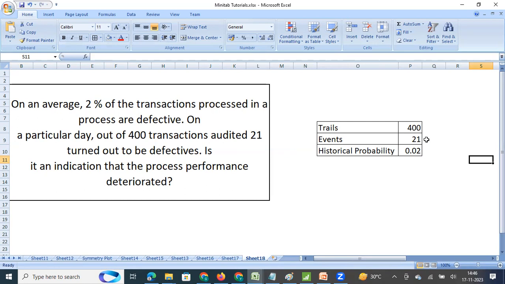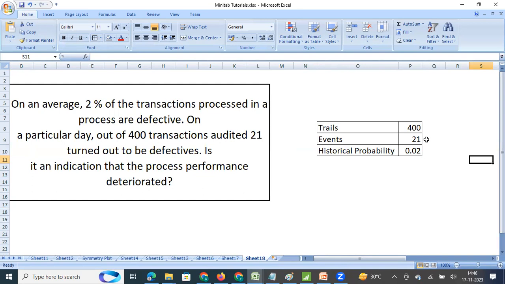So now, how are we going to answer this question? The way we are going to answer this question is, we're going to understand what are the chances of me getting 21 defective transactions out of 400 transactions. And if the probability of that is very, very low, then it is a rare scenario. If the probability of that is very high or okay, then it is not a rare scenario. So the answer to the question is going to come from calculating probability for a binomial distribution.